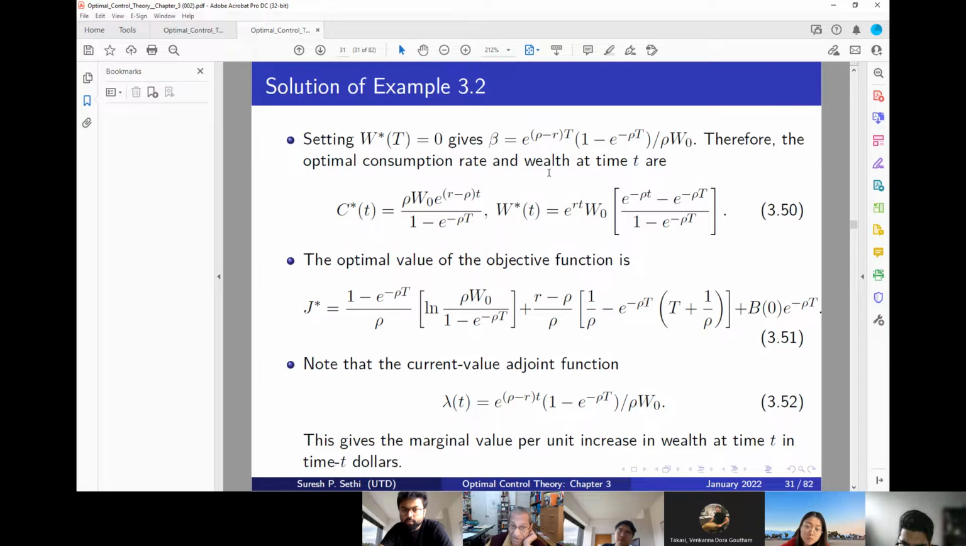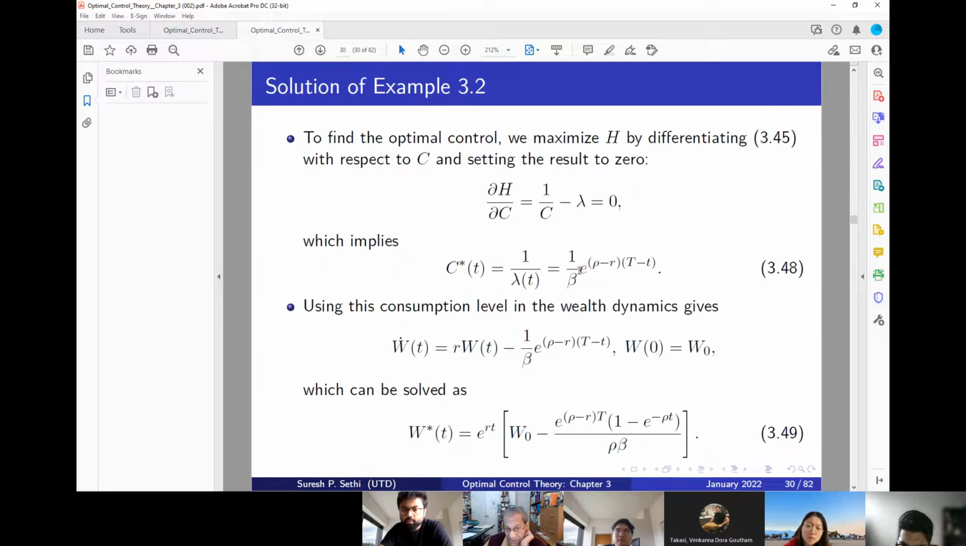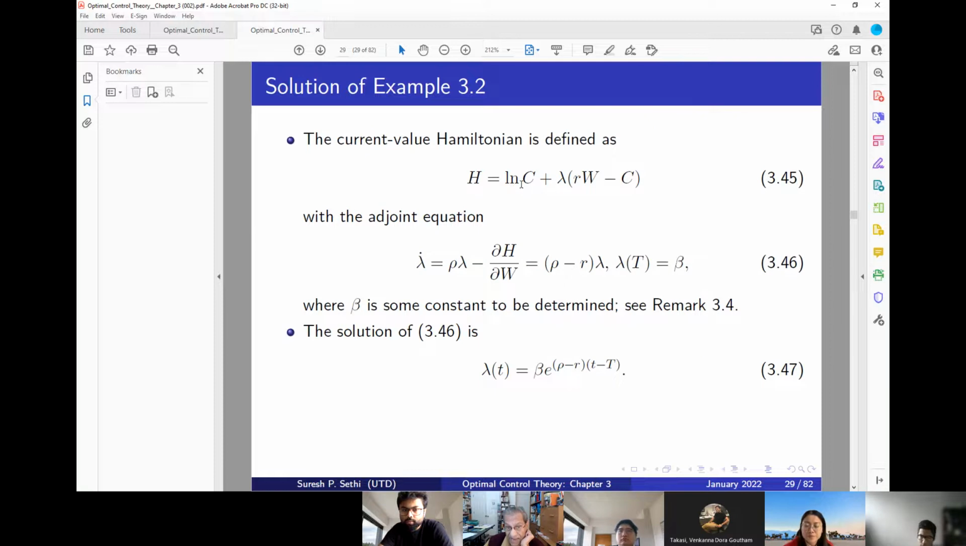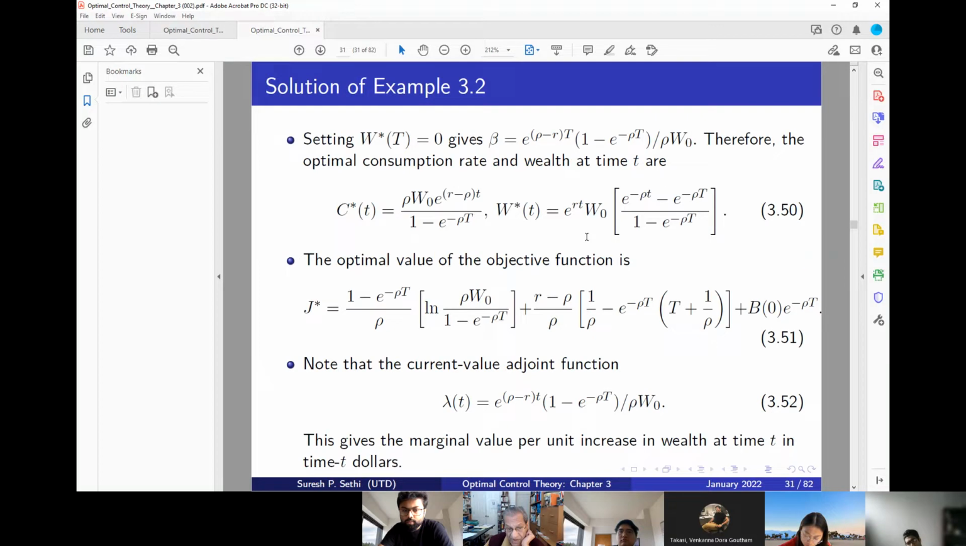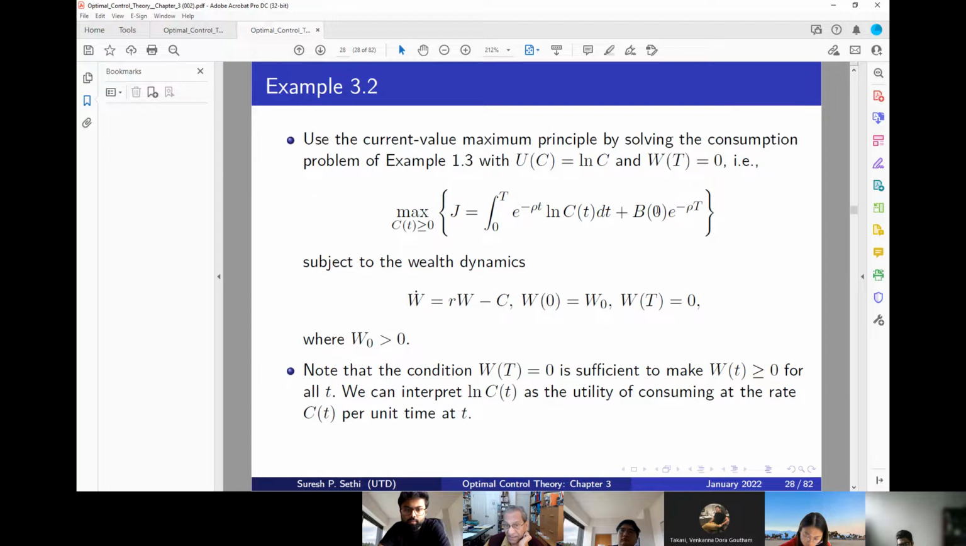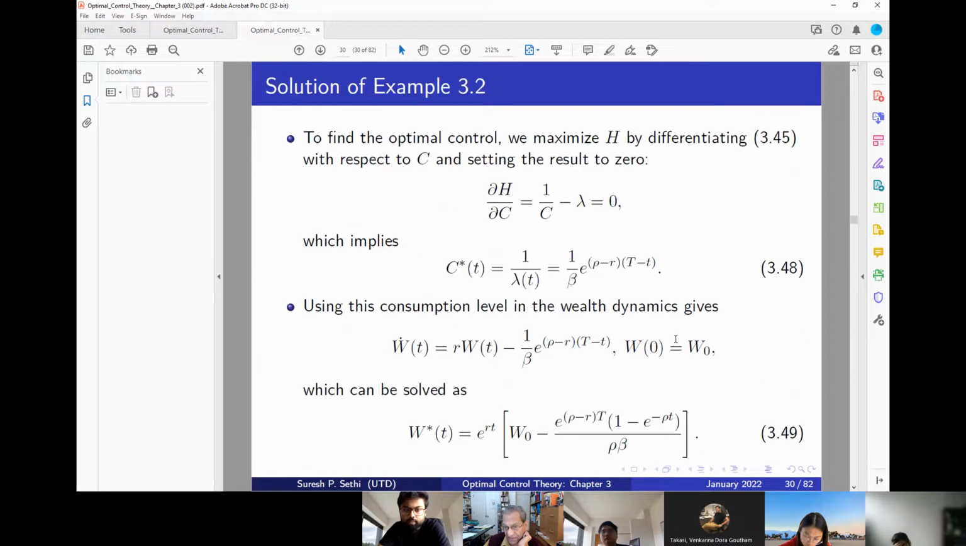Okay? And once I have the beta, I can put that value of the beta here. I have a consumption. And I can put that consumption in there. And I can integrate. And I can actually give you the objective function value. So objective function is J star, integral of log of C star, which is given by this, and the B0 e to the minus rho T, which is sitting there, which I add back, and I have this objective function.